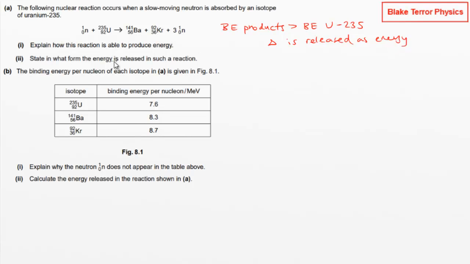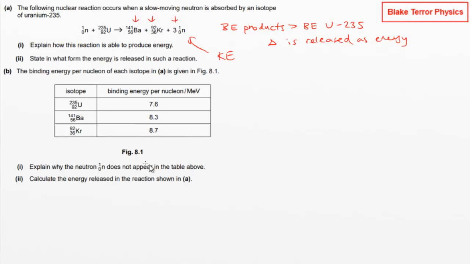State in what form the energy is released in such a reaction. All right, so this is the kinetic energy of the products here. The neutrons will be going particularly fast because they've got low mass. So kinetic energy. Right, the binding energy per nucleon of each isotope in A is given. Right, okay, we've got those.